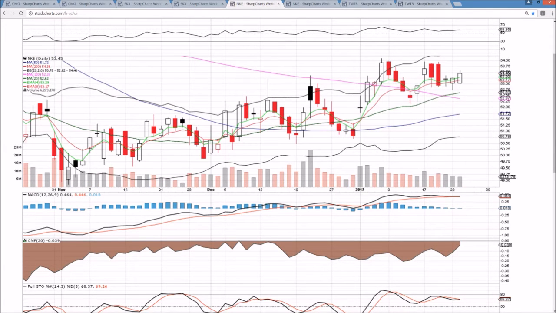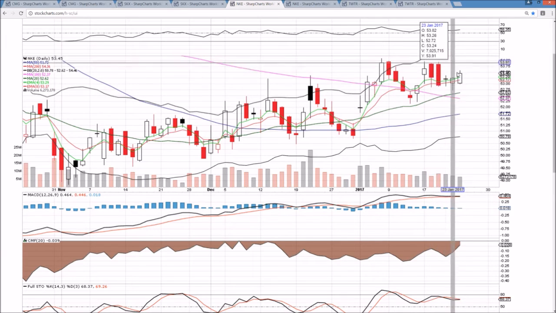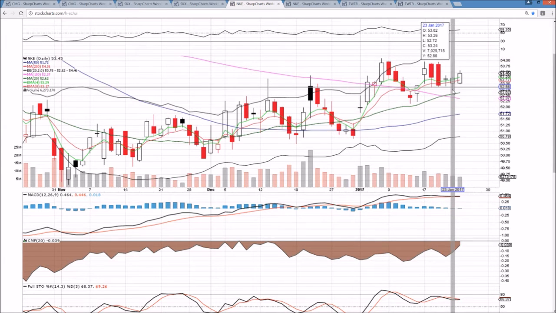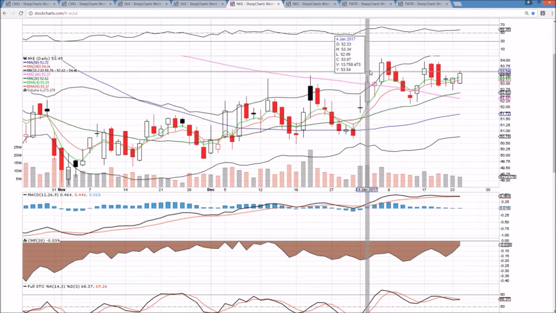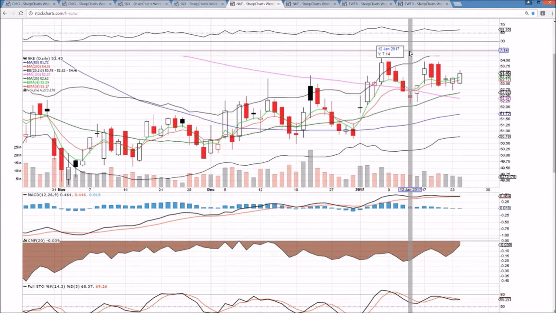NKE, not as much strength, very clear tightening pattern still intact. The range I'm watching right now is 52.72 support and 53.95 resistance. And we're going to see a clear break here on NKE sometime, probably by the end of January, but won't put a time frame on things. Just going to wait for this price action to break. We're either going to break the higher low pattern or the lower high pattern.